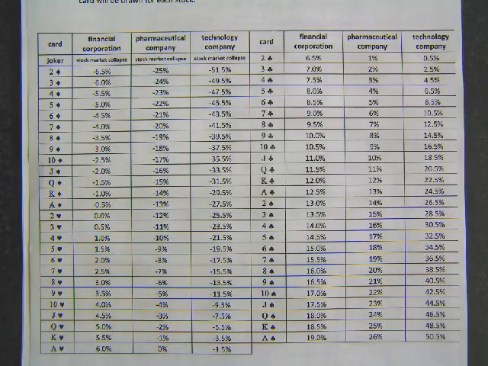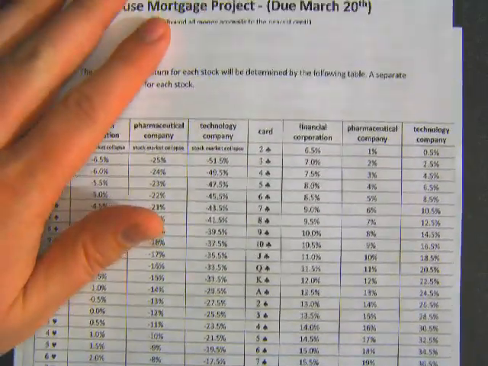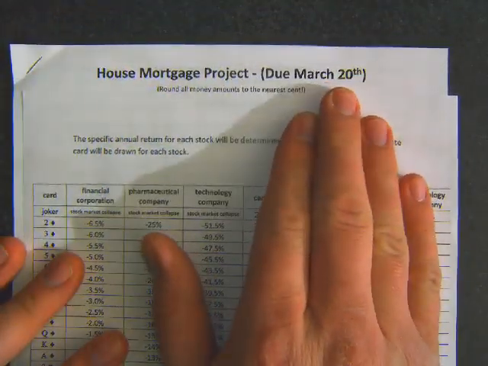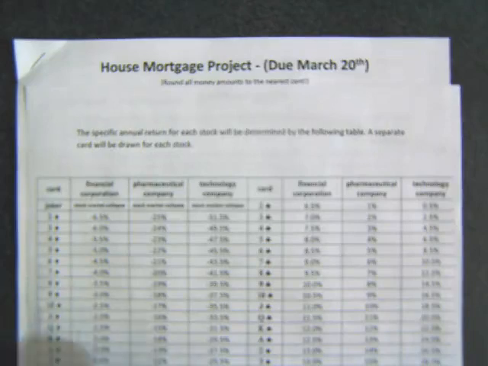So once those market conditions are posted, then you have all the information you need so you can do the rest of the project. You're welcome to finish it as early as you want and submit as early as you want. Just remember, it does need to be submitted by that March 20th deadline. So you need to have the whole thing done and turned in by then.